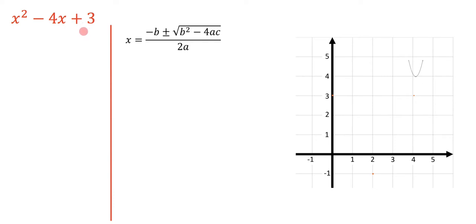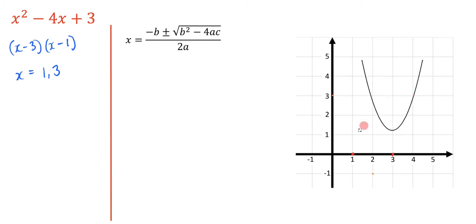Now, if we needed to find the x-intercepts for this, we could go about it in two ways. We could use the quadratic formula, but a far easier way to go about it would be simply to factorize it, in which case we would get (x minus 3)(x minus 1), and then it's quite obvious that our intercepts are going to be 1 and 3. I could then come to my graph and label it, and then just do an ever so quick sketch of it, which will look like this. And there we'd go. We've sketched it, we've found our intercepts.